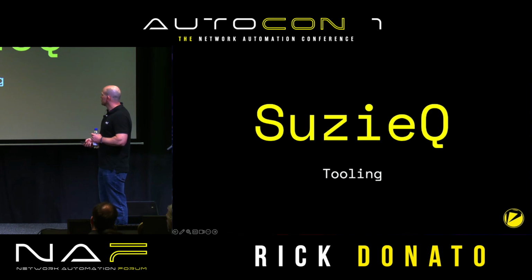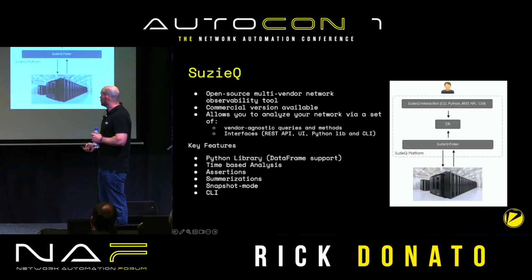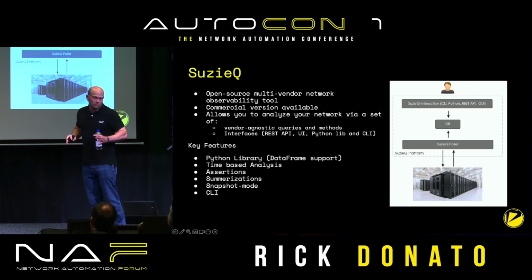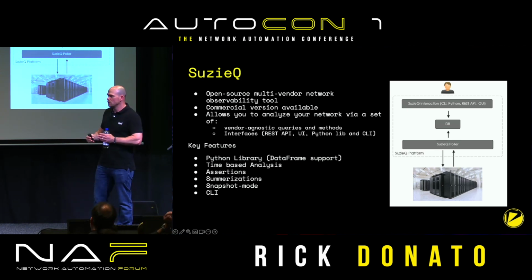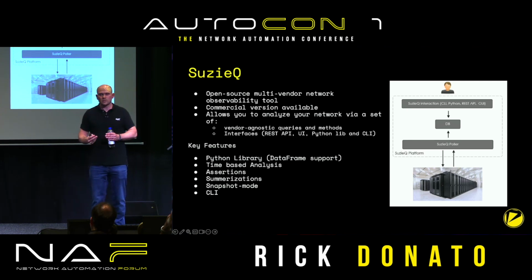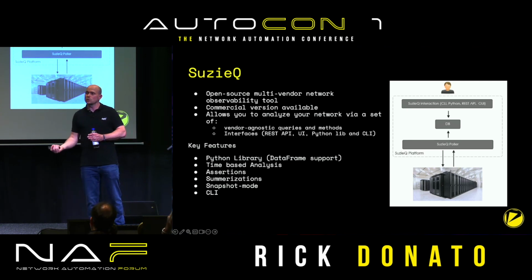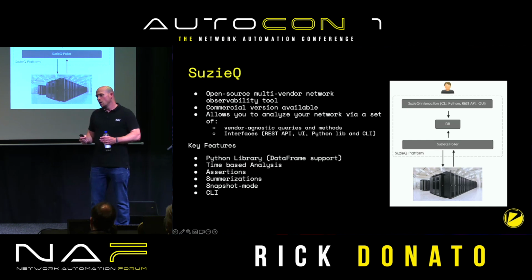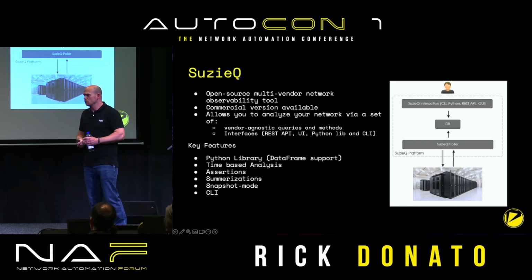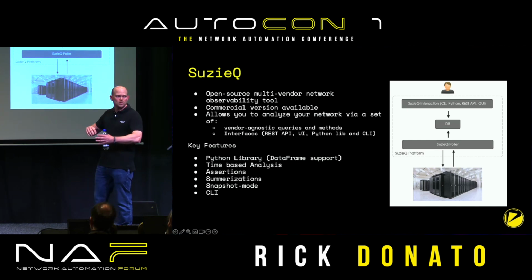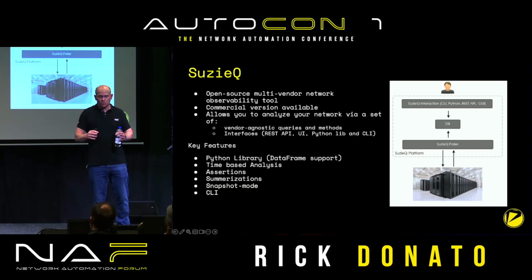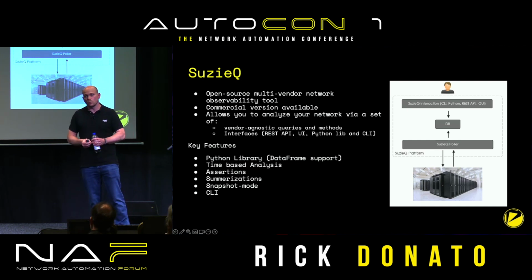Another tool which is really, really good is SuzieQ. SuzieQ is an observability tool, and it allows you to pull data from the network into a database, and then this database can be queried using various different APIs. One of those APIs, which is really nice, is a CLI tool. So it makes it really nice if you've got NetOps teams that don't know any Python, but just want to ask some questions about the network in a centralized way. This is what you can do with SuzieQ.